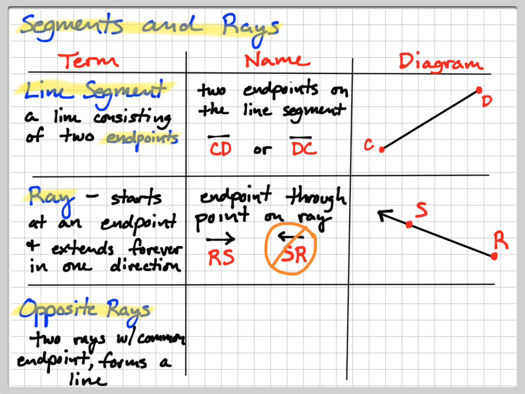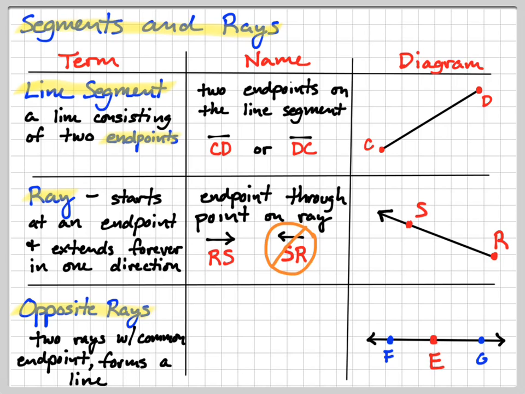Next one, opposite rays. Two rays with common endpoints form a line. We don't talk that often about opposite rays, because once we have opposite rays, then we have lines, and then we would just say, well, that's a line. But if you were to identify them, here's what a picture would look like.